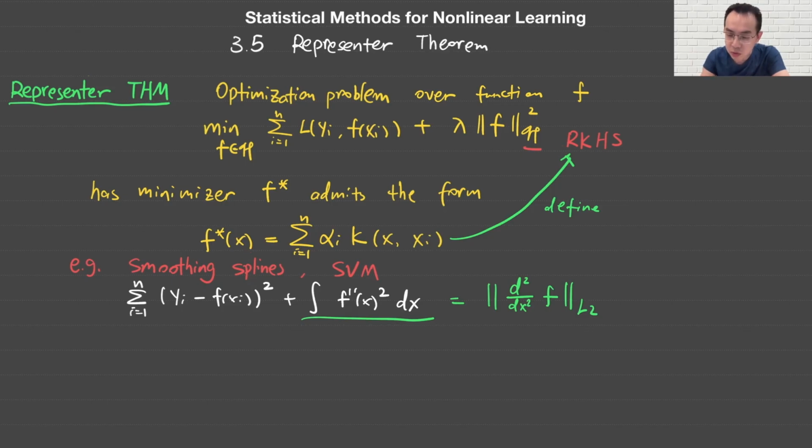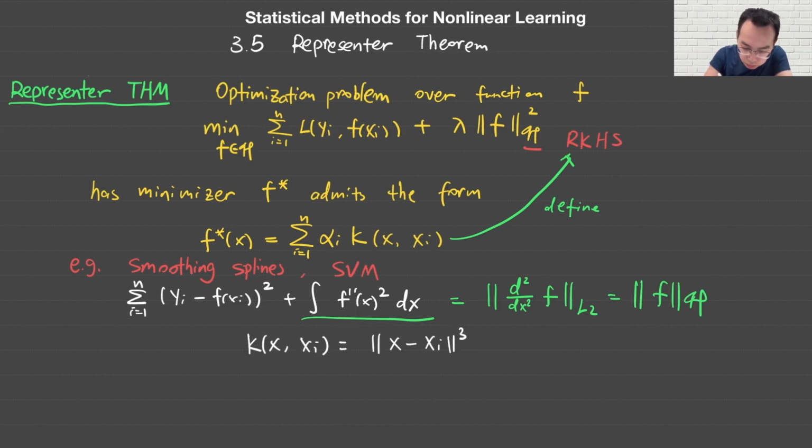So the norm here for the representer theorem is a wide class of norms. The L2 norm is a special case of it. So this can be written down as the Hilbert norm for the function f, right? Then for the smoothing spline, the kernel function is the cubic spline kernel, right? That has the form of (x minus x_i) to the third power. So this is the smoothing spline.